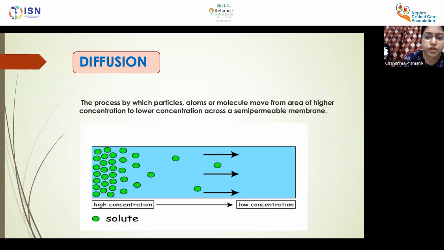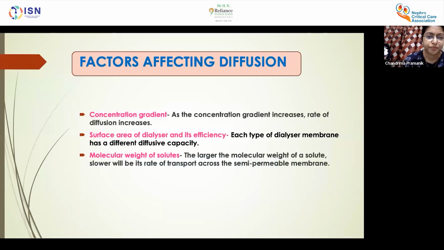So what is diffusion? Diffusion is a process by which solute molecules move from an area of higher concentration to an area of lower concentration across a semi-permeable membrane. Now, diffusion can be ordinary or forced. Ordinary diffusion is caused by random molecular motion, but if it is forced, then it is caused by an external force acting upon it.